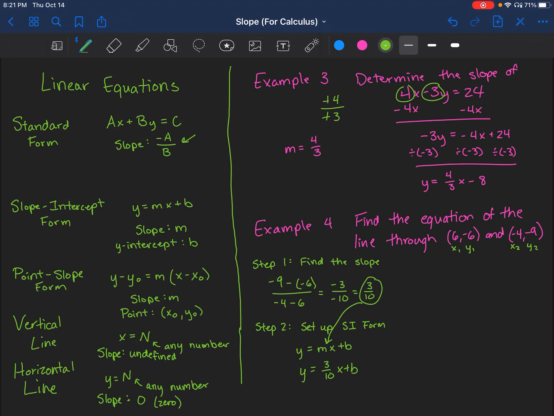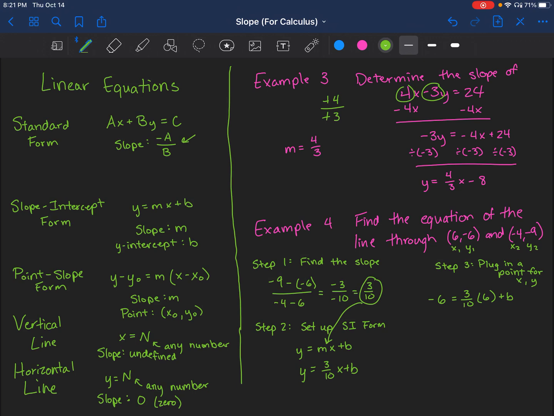Okay. The last thing I need to find is my y-intercept, the b. So what I'm going to do is I'm going to plug in one of these points. And it doesn't matter what the point I choose is. It just needs to be one of the 2 points I'm given. Okay, and I'm just going to plug it in for the x and the y. So in this case, I guess I'll choose the (6, -6), just to make my life easier. So the -6 again is the y value, so I'm going to plug that in first. -6 equals 3 over 10 times my x value, which is the +6, plus b.